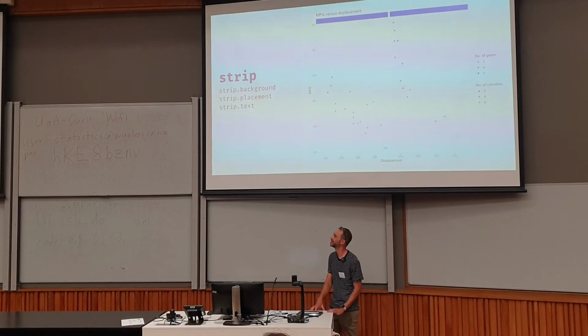Then there's the strip, as I said. If you have facets, those are the things at the top of the facets that are their titles, and those also have backgrounds. You can choose where they're placed, and you can style the text within those.